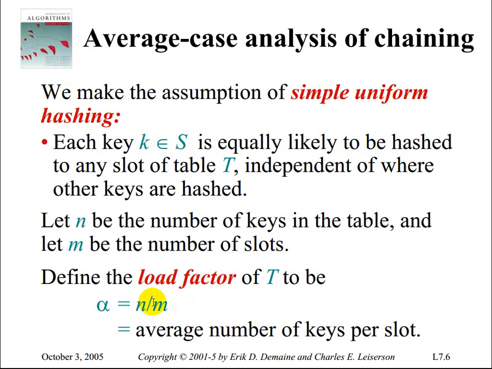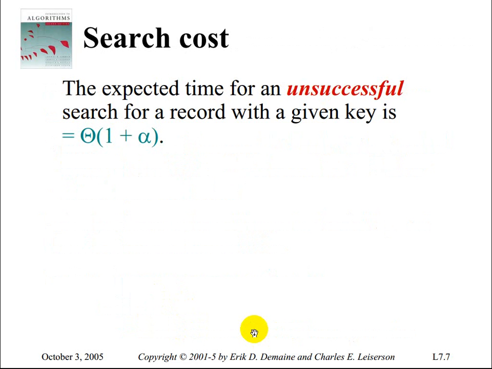If it is 1, it means that ideally there should be 1 key per slot, but that doesn't mean it is 1 key per slot. Okay, so that's the load factor. And the expected time for an unsuccessful search is 1 plus alpha, right?